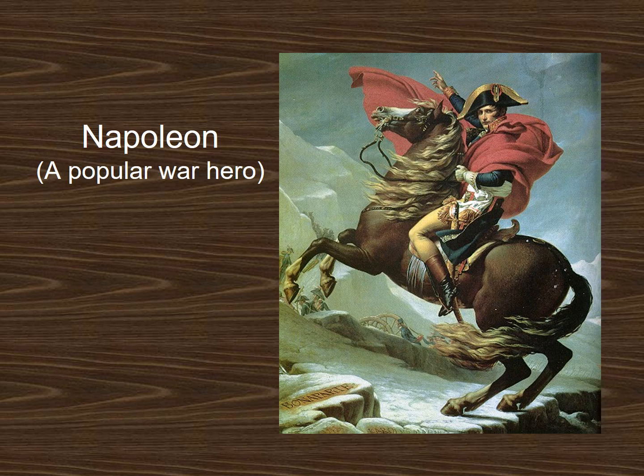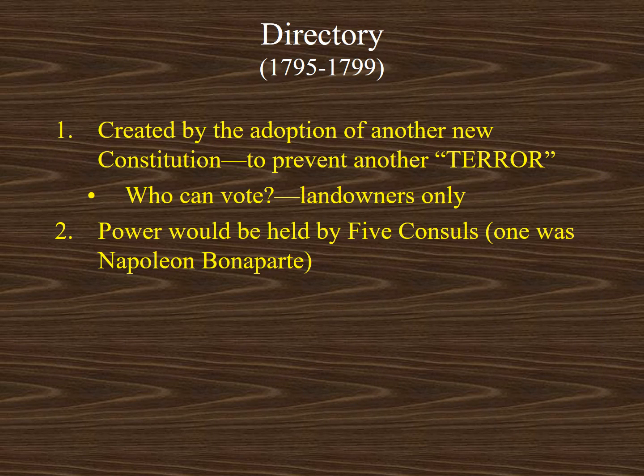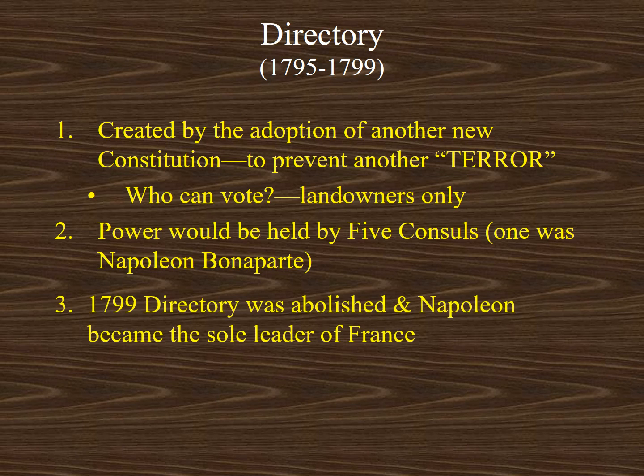Napoleon's background and rise to power will be covered in more detail in a subsequent lecture. However, he was a popular war hero, largely due to his actions in Egypt as he was fighting in the wars of the French Revolution. Napoleon was very popular among the French people, and he had the support of the military. By 1799, he essentially staged a coup. He took over the Directory and abolished it, and he installed himself as the sole leader of France, essentially bringing an end to the French Revolution.